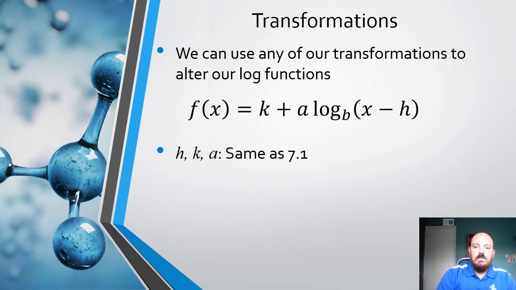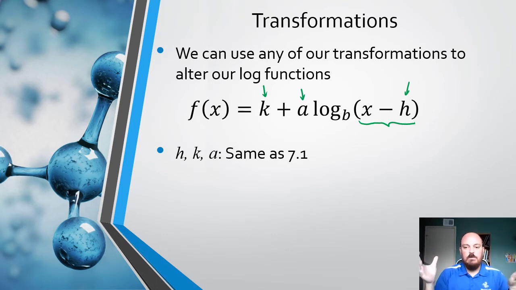But basically, this K right here, that's a shift up and down. This H right here, that's a shift left and right. This X minus H here, if that's negative, it's a reflection. This A here is a stretch. If it's negative, it's a different reflection. All those same transformations we've talked about like 3 or 4 times this year.